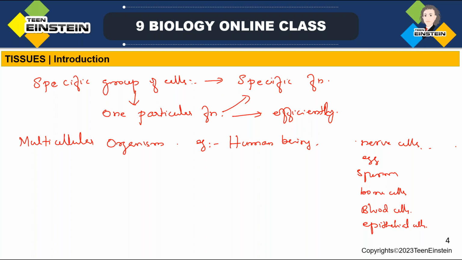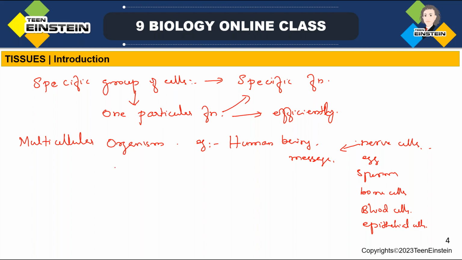So in human beings you can see different types of cells, and each type of cell is having a specific function. So here in human being we can say nerve cells, right? Nerve cells are there. So these nerve cells, what will they do? They will carry messages. Messaging means from the brain it is passing messages to different places, right? So these nerve cells carry messages.